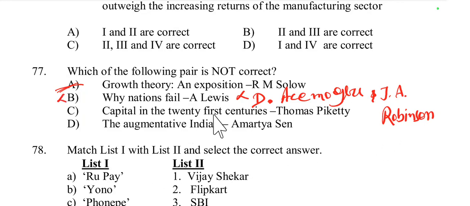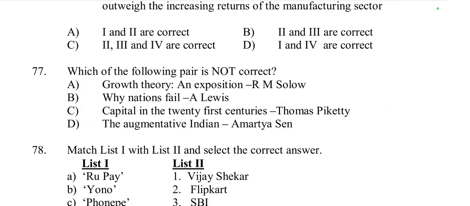Then Capital in the 21st Century given by Thomas Piketty. Yes, Capital in the 21st Century, Thomas Piketty. Then An Uncertain Glory: India given by Amartya Sen. This is also right. So option B is the incorrect pair, so option B is right.